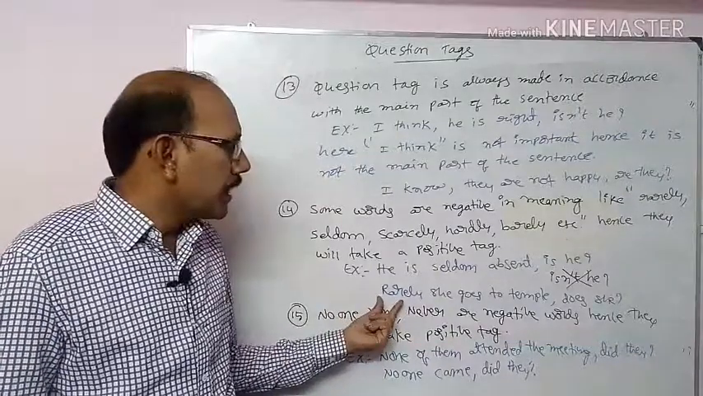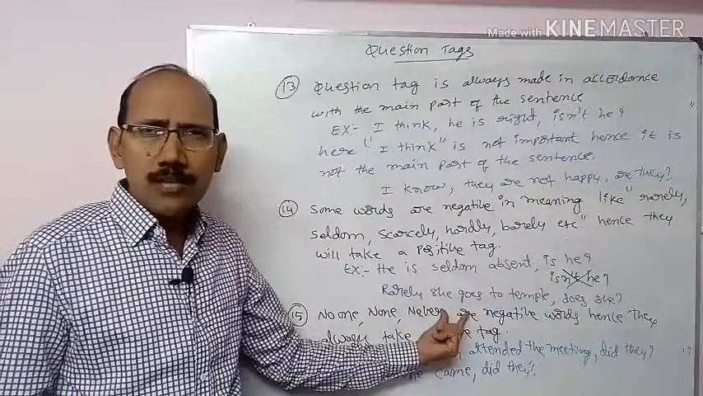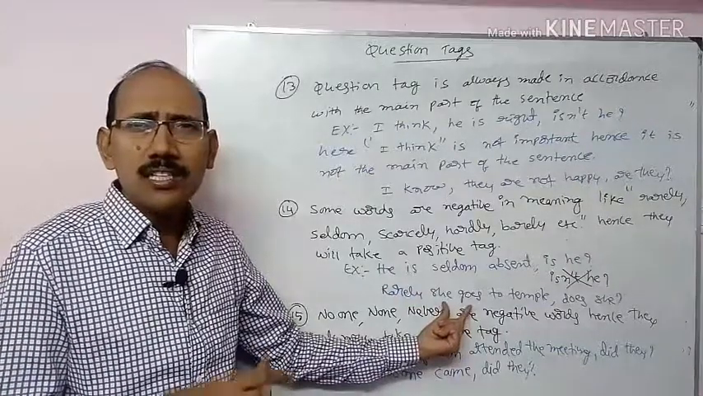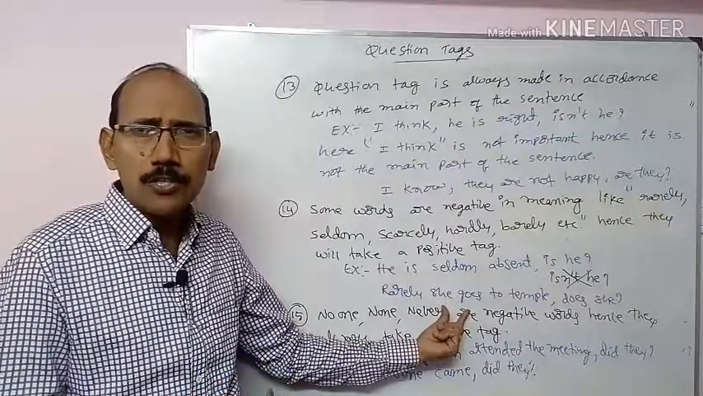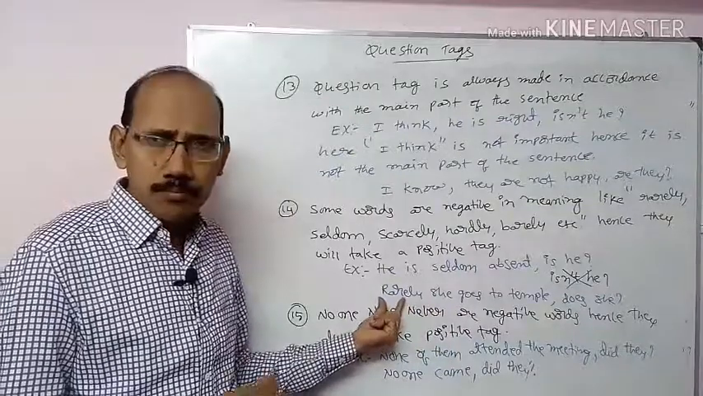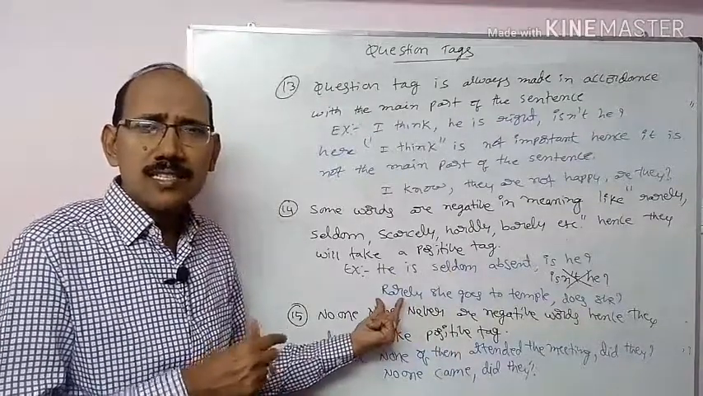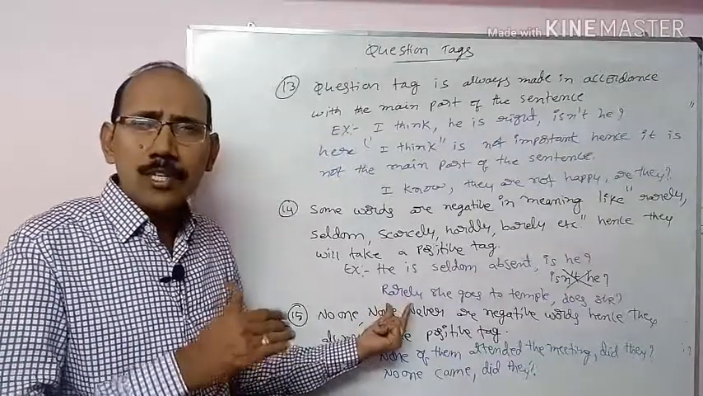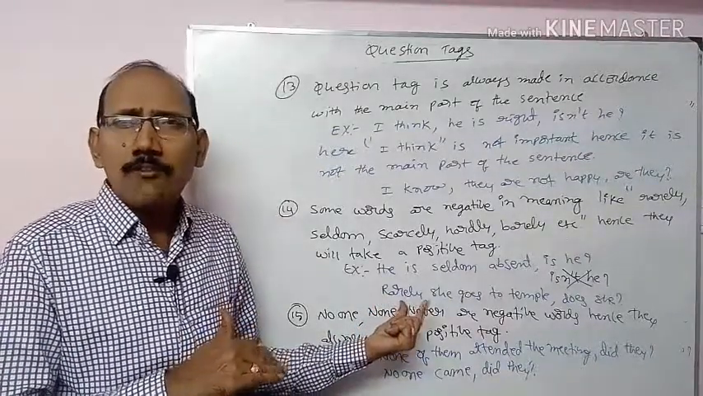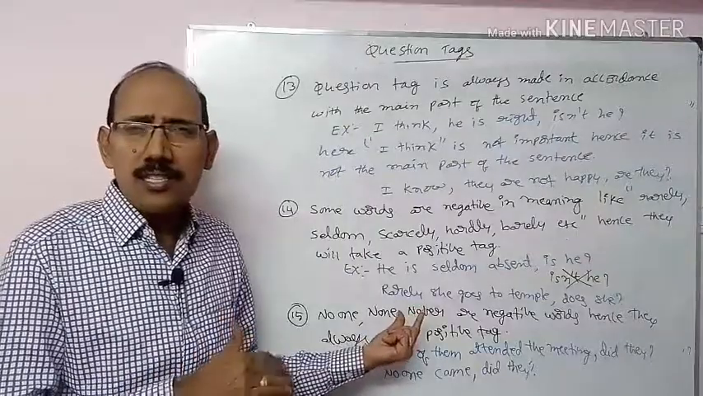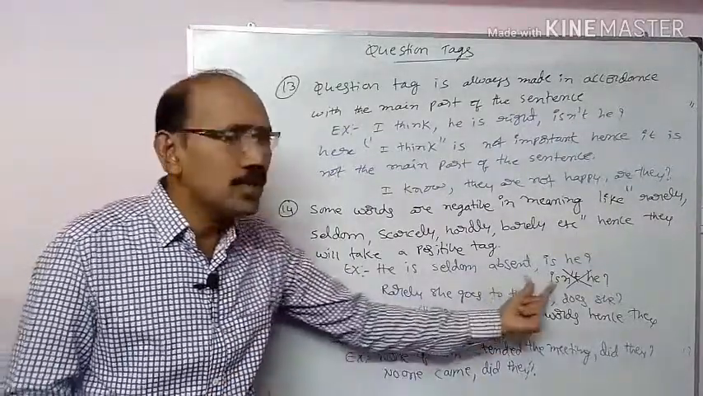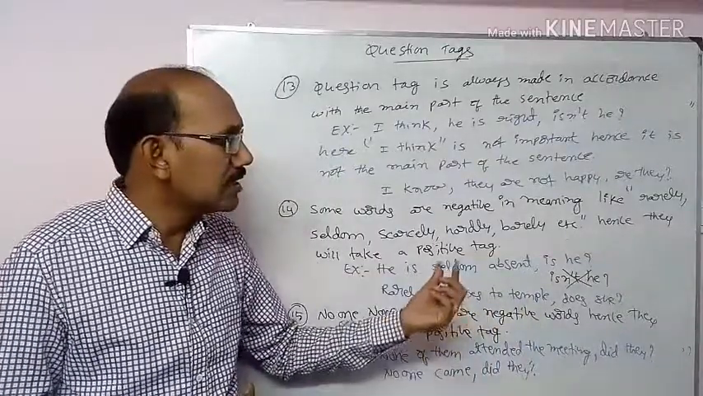And look at this one. Rarely she goes to temple. Whenever we come across a statement like she goes to temple, we think that it is a positive statement, but in fact it is not positive because of the word rarely, scarcely, seldom, barely. Automatically this total sentence becomes a negative sentence. When rarely is there in the sentence, we need to consider that sentence as a negative sentence. We have to give only a positive tag, like does she.